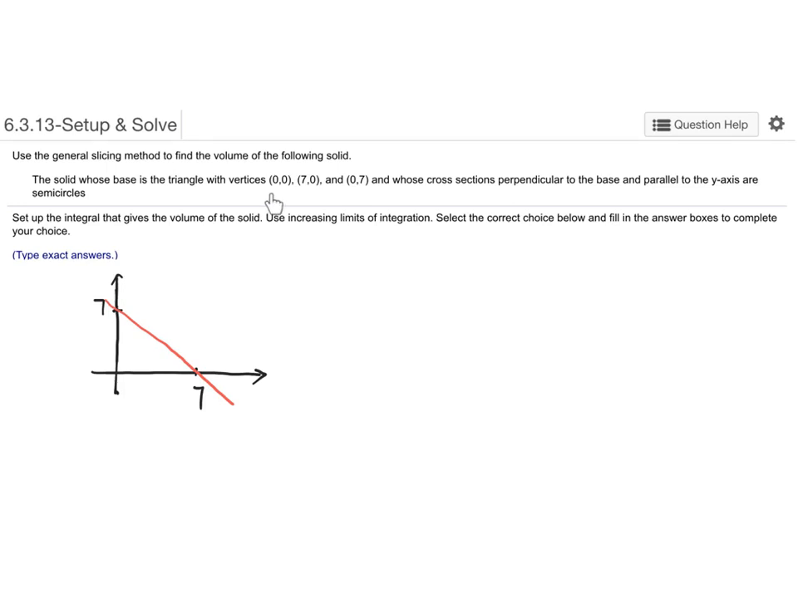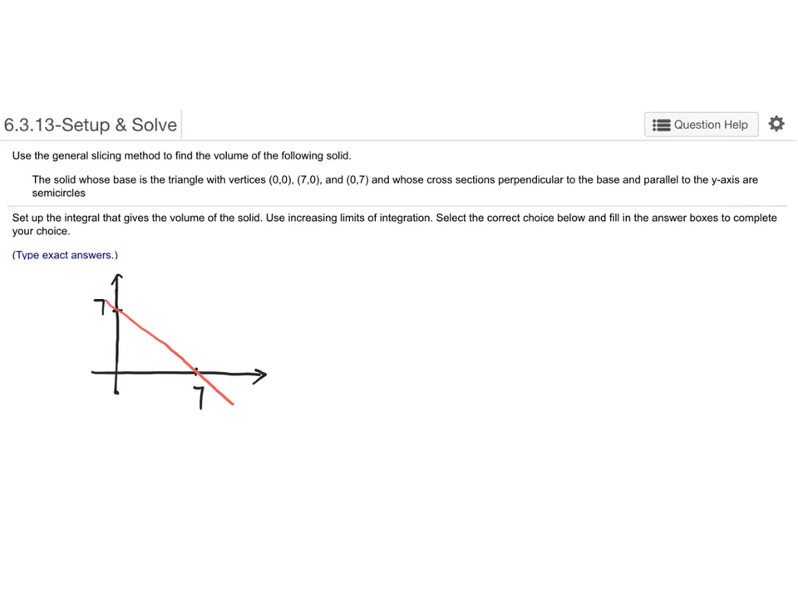In this problem, the region we have is a triangle. The three vertices are (0, 0), (7, 0), and (0, 7). Furthermore, the cross sections perpendicular to the base and parallel to the y-axis are semicircles.